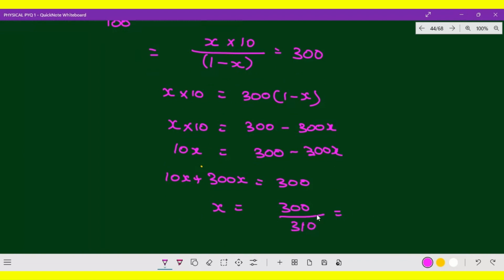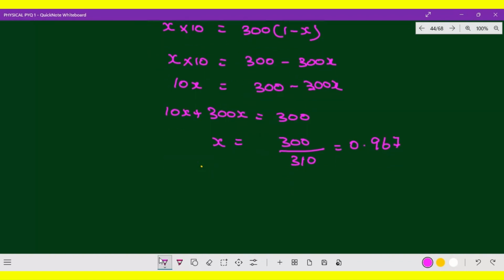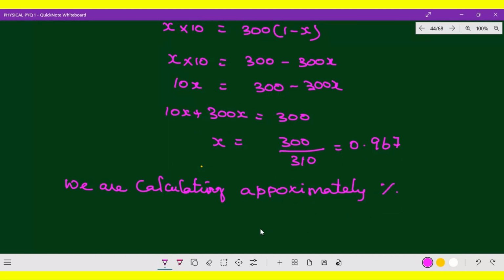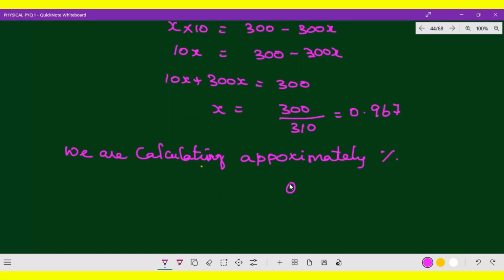So you will get the answer when you calculate, 0.967. We are calculating approximate percentage. So percentage, how do we identify? You know very well. 0.967 into 100, so you will get 96.7. We can make it a whole number.